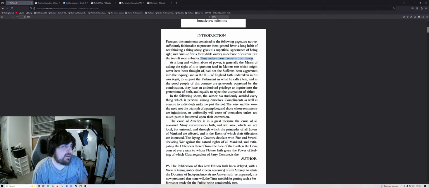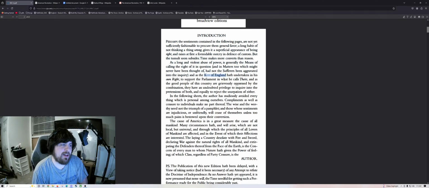As long as violent abuse of power is generally the means of calling the right of it in question, and the matters too which might never have been thought of had not the sufferers been aggravated in the inquiry. Did they censor this on purpose? I wonder. This is very curious. I'll have to go back.